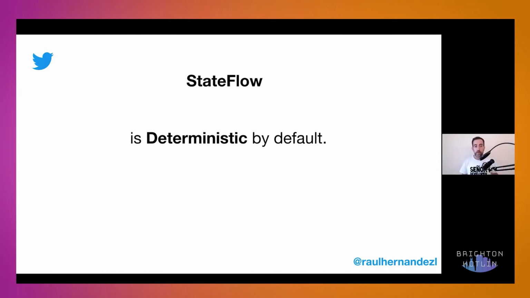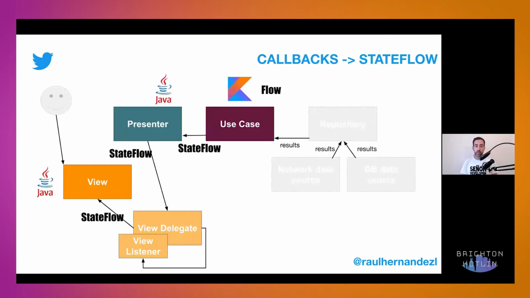If you have different layers, you emit one value here, point A, and you're going to collect it in point C, and it's going to be the same one. So this is going to be deterministic by default. And that means that we can just change those things that we have over there, and the implementation for me is going to be just switching between the callbacks and creating those state flows instead of those.